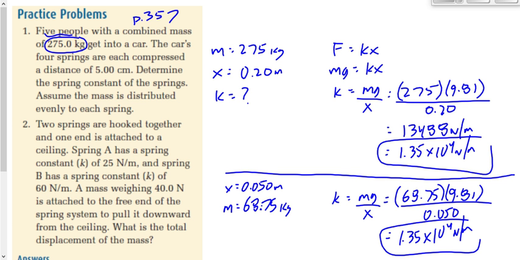How many people are still working on number 2? Okay, we'll give you 1 more minute for question number 2, and then we'll take a look at it. All right, we're going to do that now just so we have time to finish it before the weekend here.